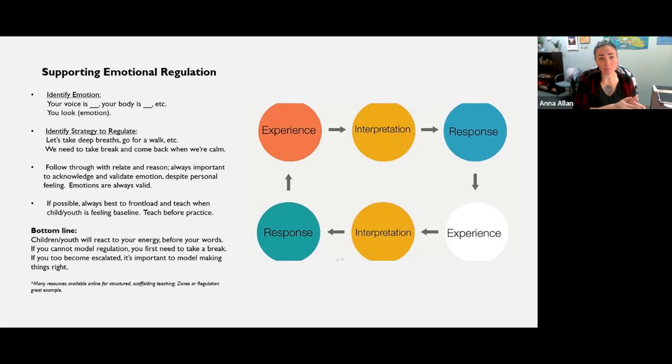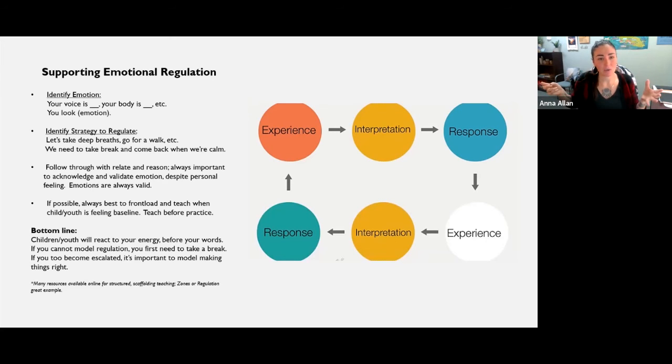And again, sometimes that response connects to the experience. So that's where we would understand a kid to be mad if a sibling punched them in the face, right? Their interpretation of that experience is, I just got punched in the face. So my response is, I'm going to be mad and punch you back. Like that, we understand. Sometimes though, that response isn't going to connect to that experience.